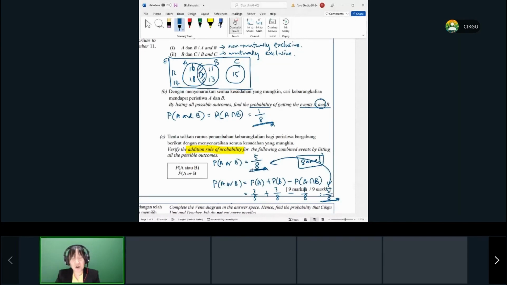Honestly speaking, if you draw out the Venn diagram, do you really need to memorize the addition rule? I think probably not really, because just by logic, if you want to select either A or B, that means I can select either one of these 5. So I have 5 options that I can select out of 8. So straight away I get the answer. I don't even need to go through the addition rule of probability. Okay? Yes, that is what I wanted to say. Okay, done.